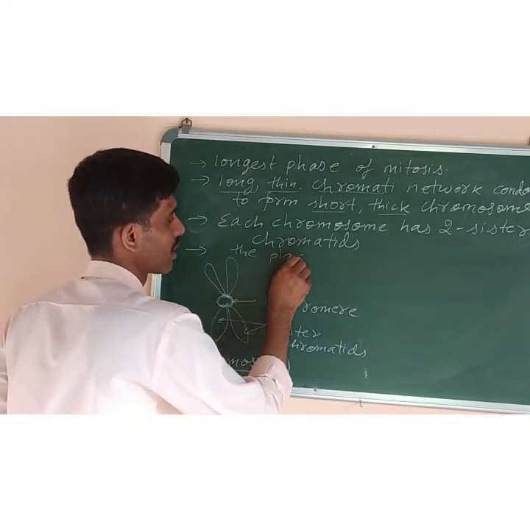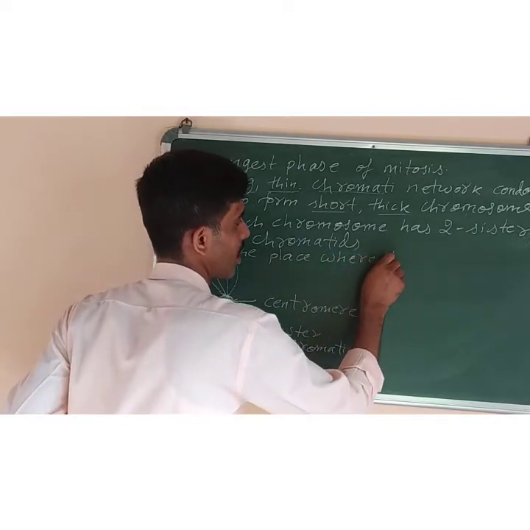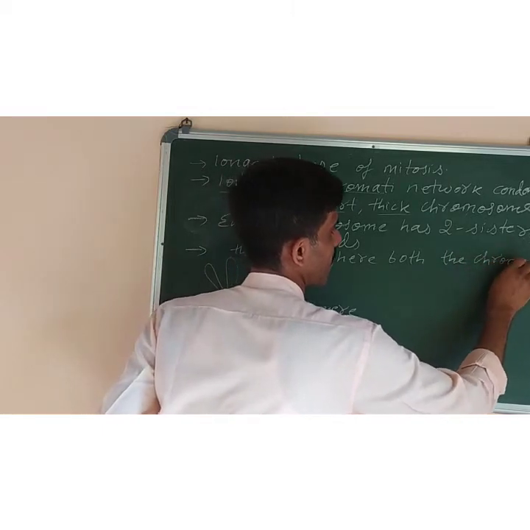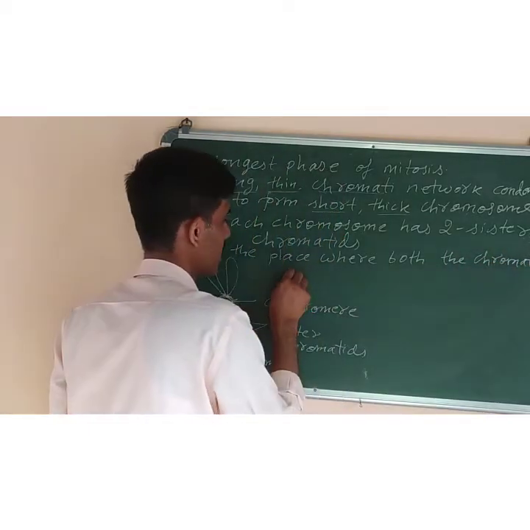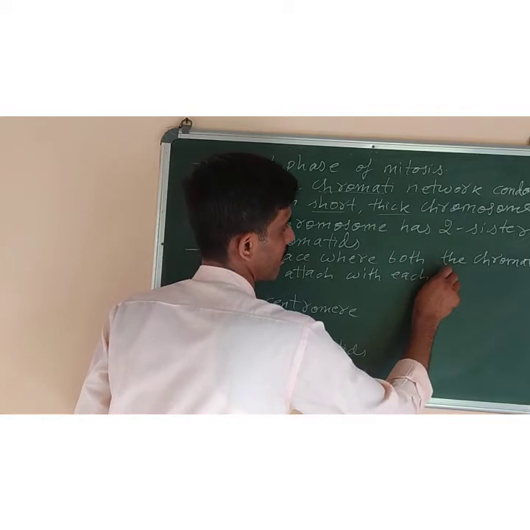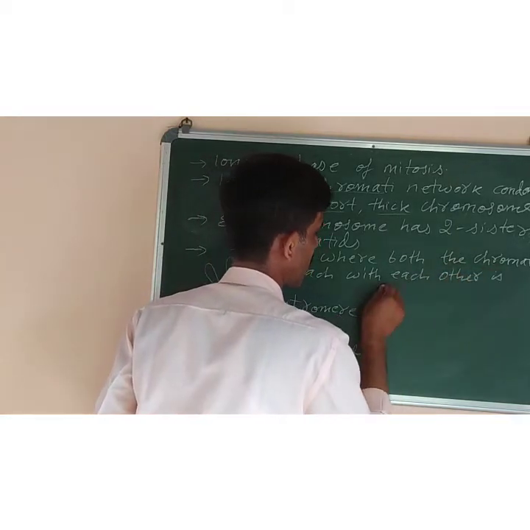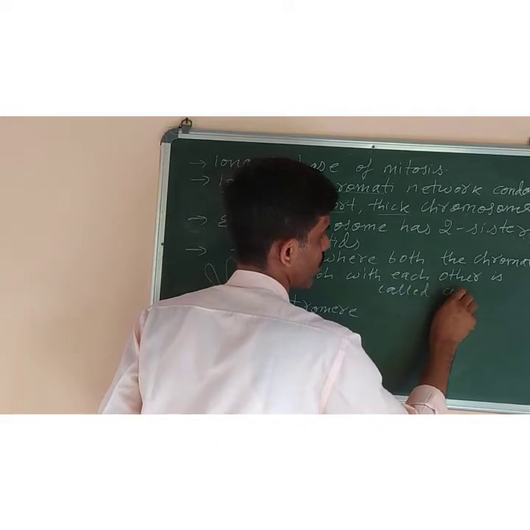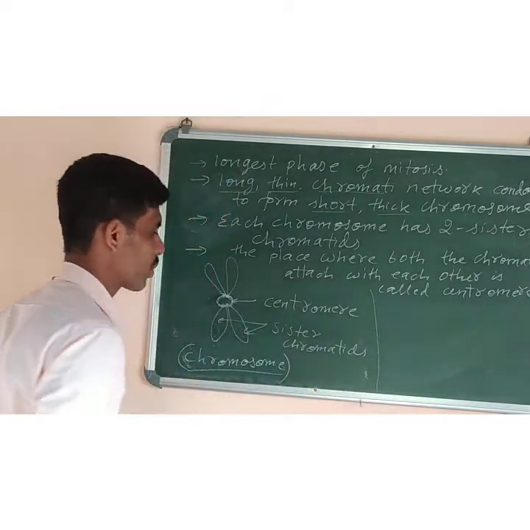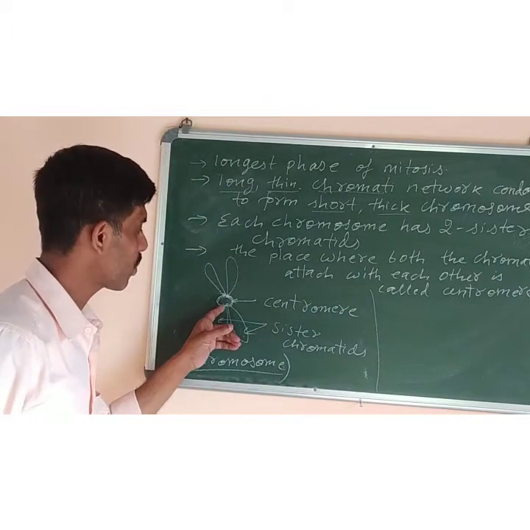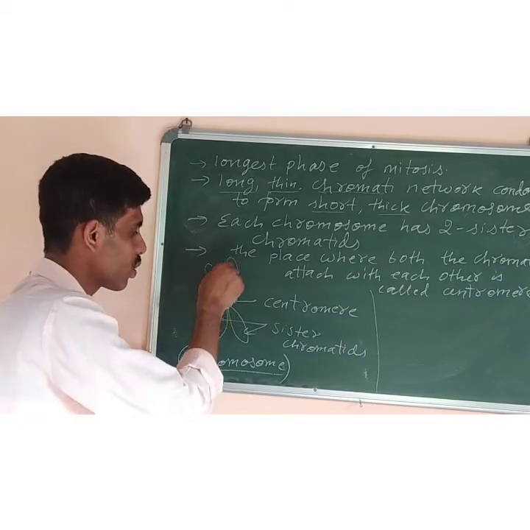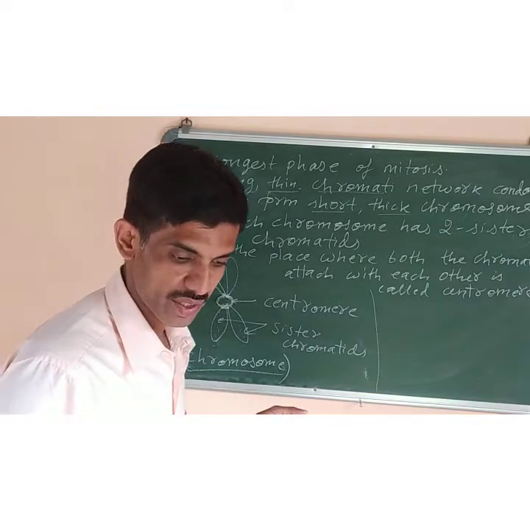The place where both the chromatids attach with each other is called the centromere. One more structure, not mentioned here, is the kinetochore. What is the kinetochore? Kinetochore is the name of the protein part which helps to attach the chromatids with the centromere. It may be asked in the examination also.